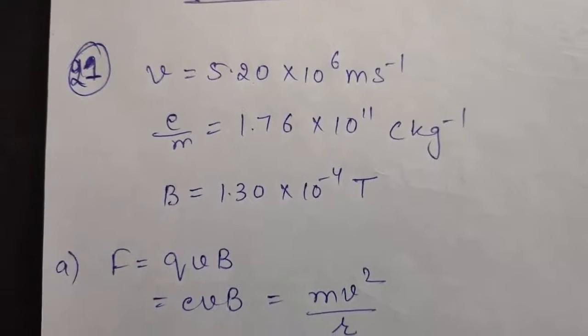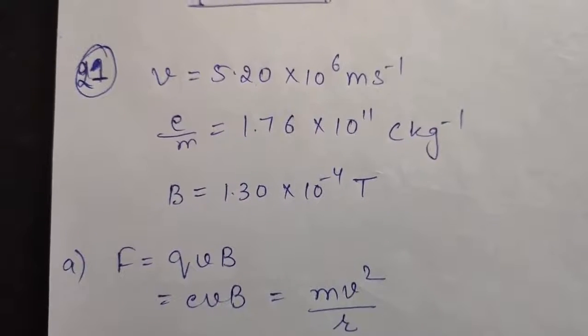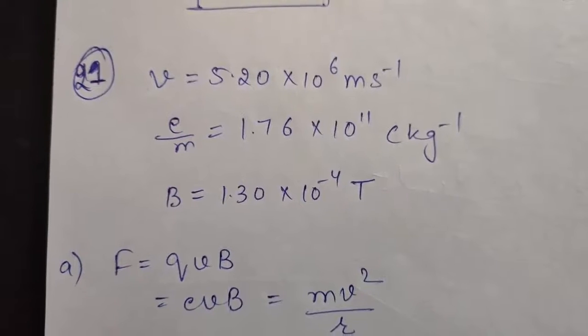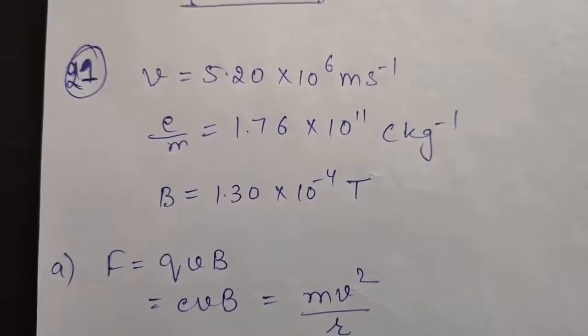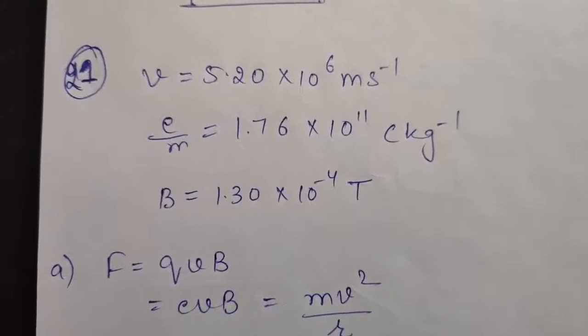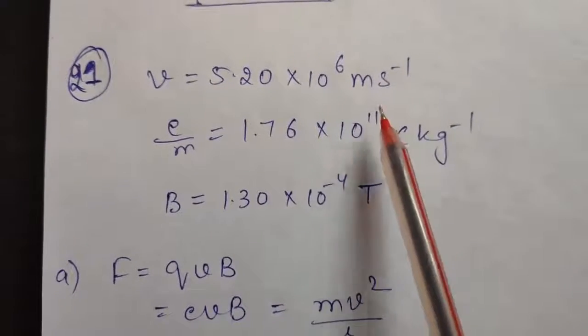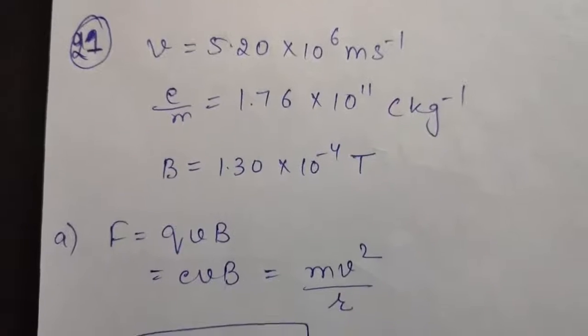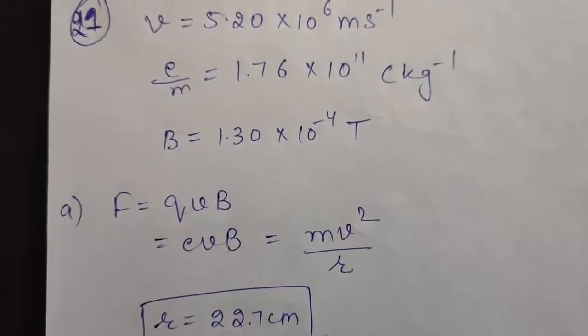Now the question asks, what is the radius of the circle traced by the beam, given e by m ratio for the electron is equal to 1.76 into 10 to the power 11 coulomb per kilogram. Okay, so all these values are given in the question. First of all, you have to calculate the radius of the circular orbit.